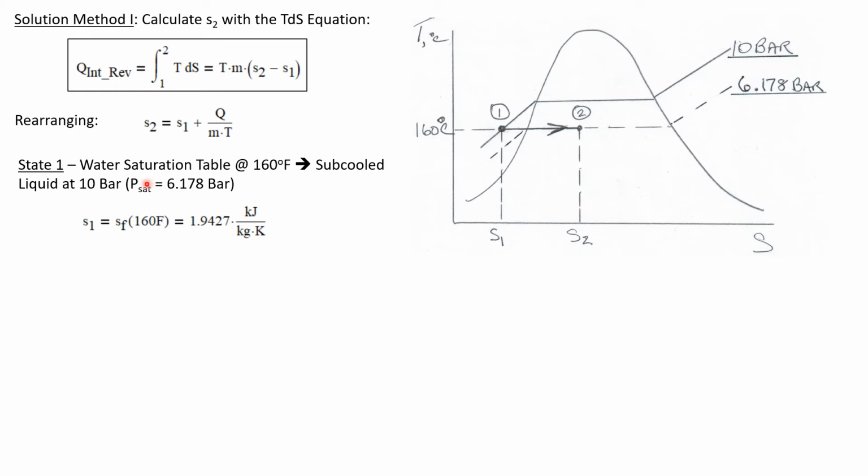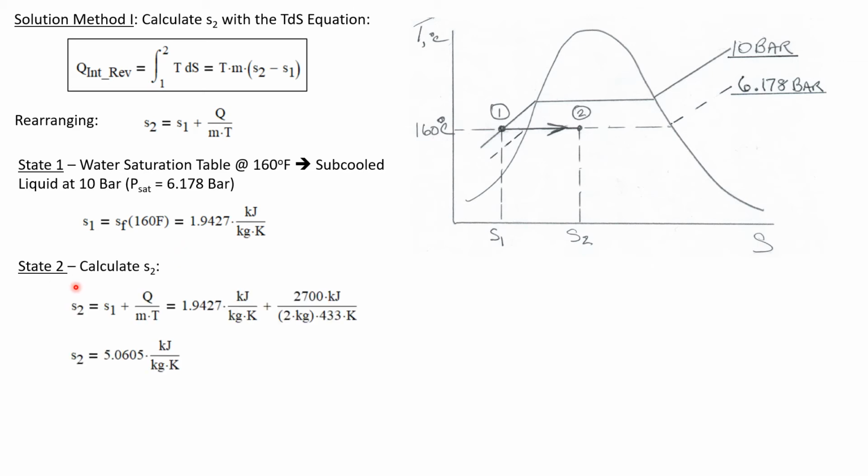Let's find the specific entropy at state 1. We'll go to the water saturation table at 160 degrees C. And again, because of the 10 bar pressure, we know it's a subcooled liquid. And so the specific entropy at state 1 is just that of a saturated liquid at the same temperature. So I get a value of S1 is 1.9427 kilojoules per kilogram K.